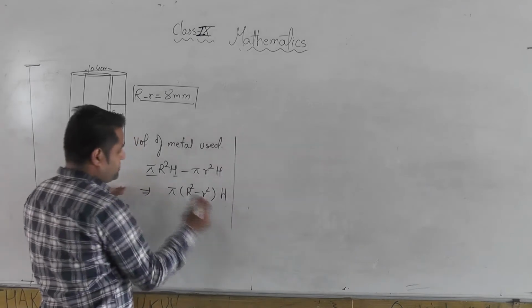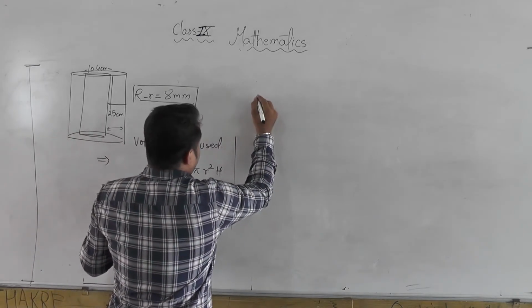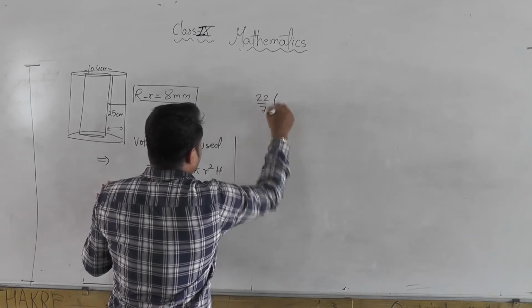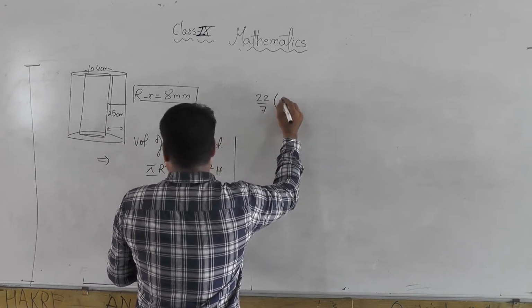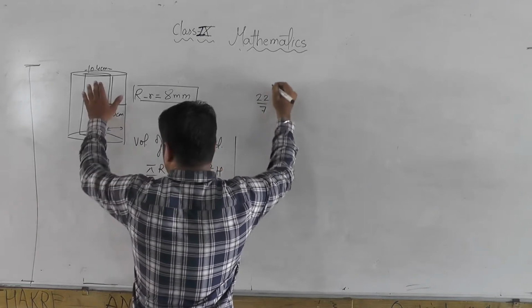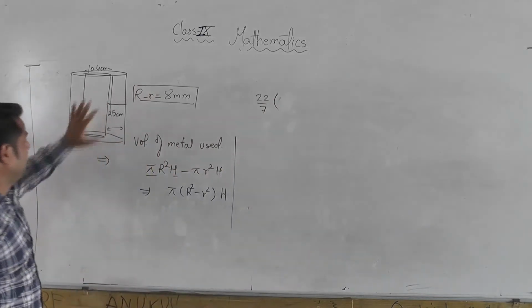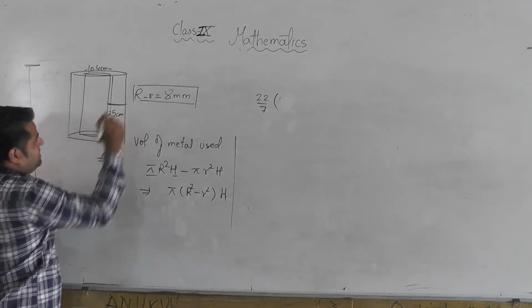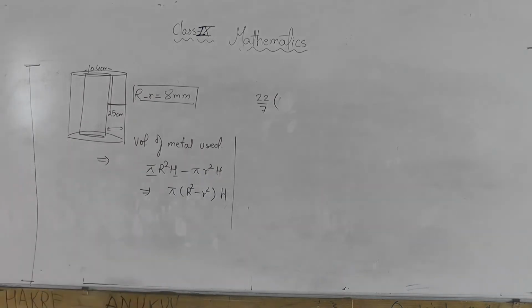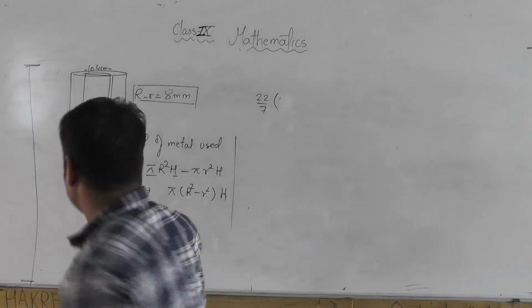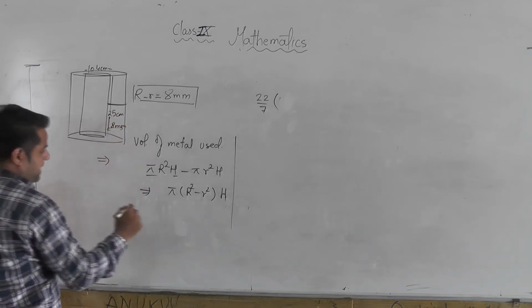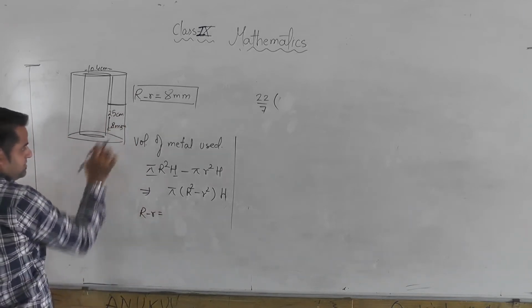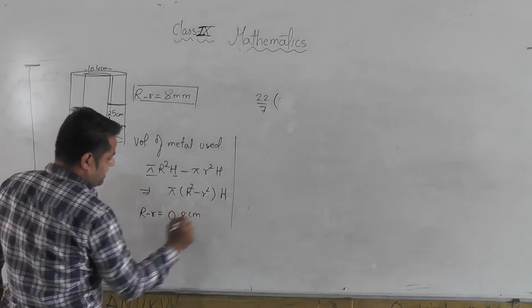Now I am just putting in values. Pi is 22/7. R square minus r square I am keeping like this for now. How do we find the greater radius? 25 centimeters is the length, and the thickness is 8 mm. So 8 mm means R minus r. This thickness is 0.8 centimeter or 8 mm.